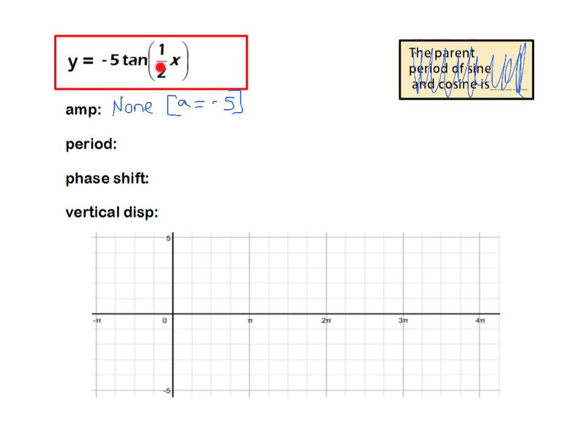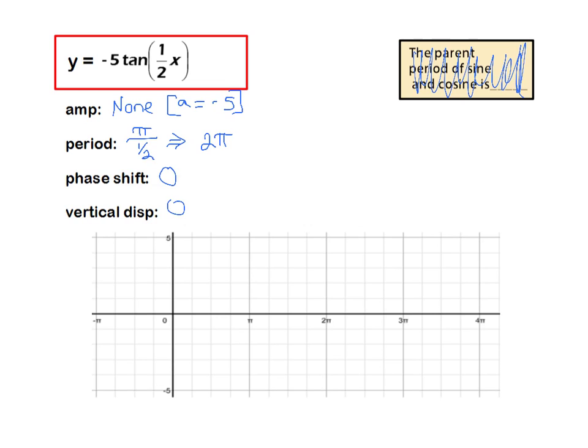It's still going to be a 1/2 and there's nothing else to worry about. When you do the period, recall that it is the parent period over B. The parent period for tangent is pi, and I'm going to divide it by 1/2. But dividing by 1/2 is the same as multiplying by 2. I end up with a period of 2 pi. There is no phase shift, there's nothing in those parentheses, there's no vertical displacement.